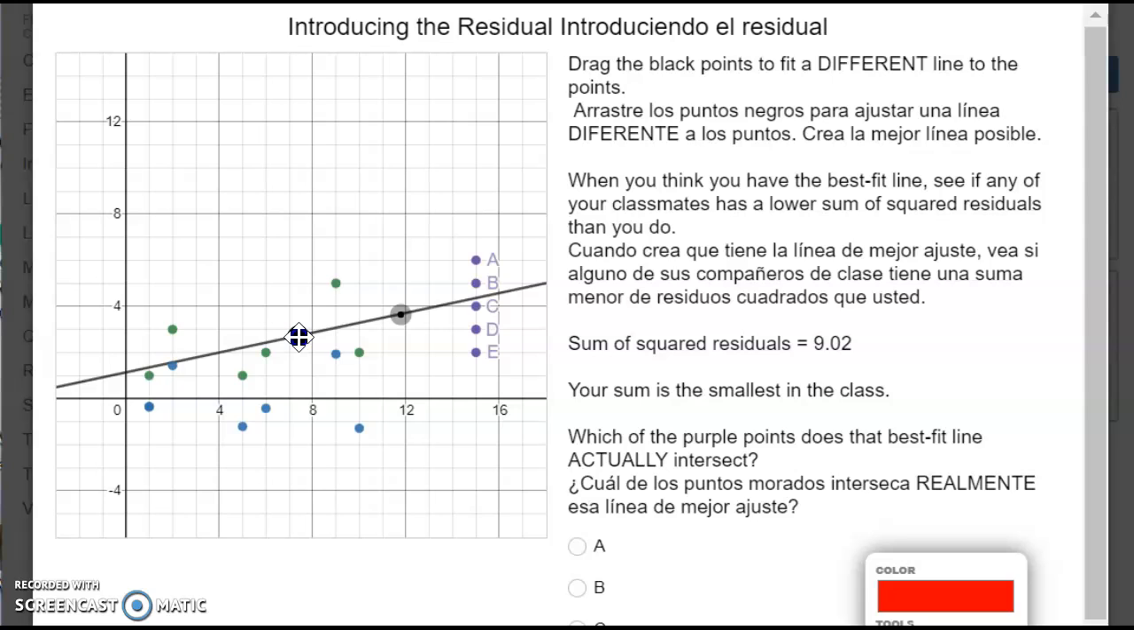Oh, 9.02. There you go. That is probably the smallest that I can do, and maybe somebody else can do better. But it's between B and C, so I am just going to say it's closer to C. So I'm just going to say C for now.